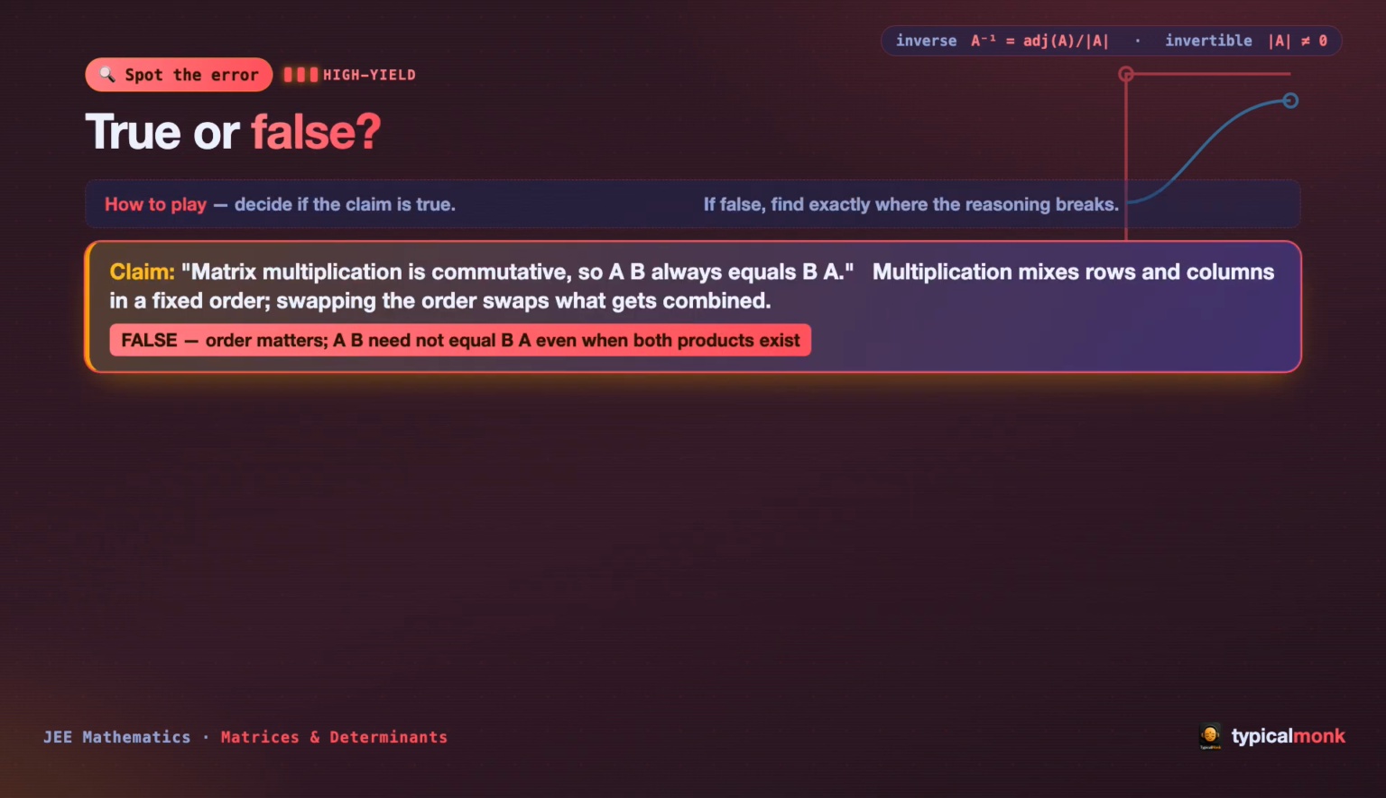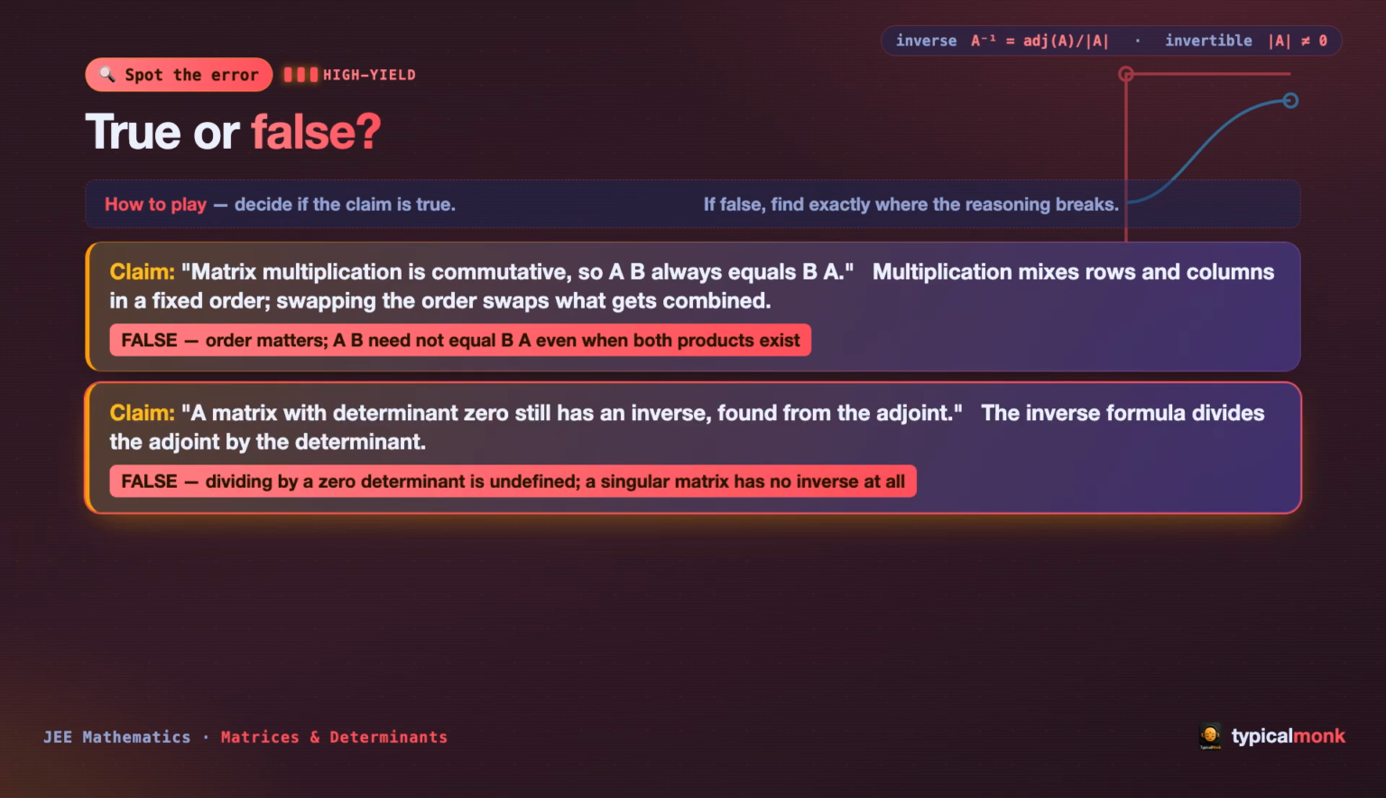Let us drill the exam way. I read a claim, you decide true or false, and if it is false, find exactly where the reasoning breaks. First claim, matrix multiplication is commutative, so AB always equals BA. Let us check. Multiplication combines rows of the first matrix with columns of the second in a fixed order. Reverse that order, and you are combining entirely different rows with entirely different columns. So this is false. AB need not equal BA, even when both products happen to exist.